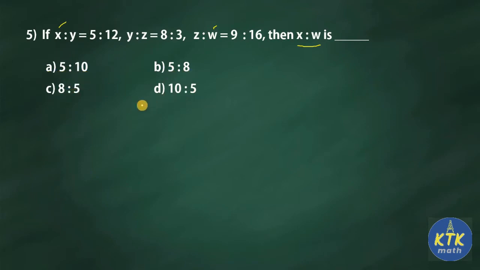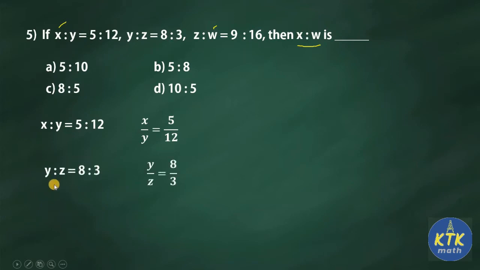So to do this sum, I am going to write down all the ratios in terms of fraction first. The first ratio is x is to y, which can be written as x by y equals 5 by 12. Then the second ratio is y by z equals 8 by 3. Then the third ratio is z is to w equals 9 is to 16, which can be written in terms of fraction like this. So the first step, I am converting all the ratios into fraction form.